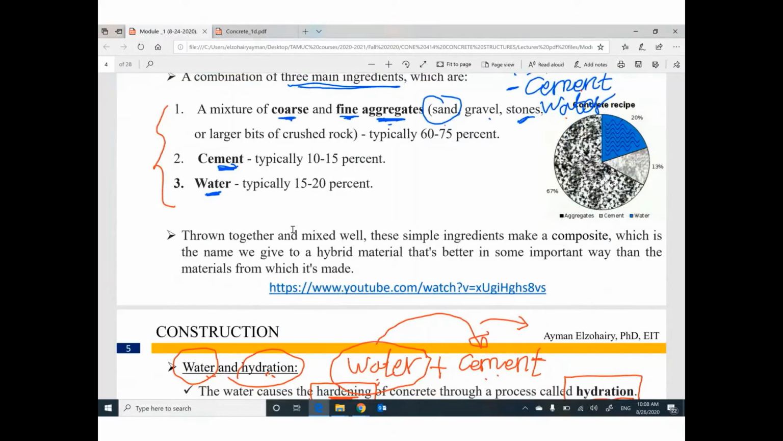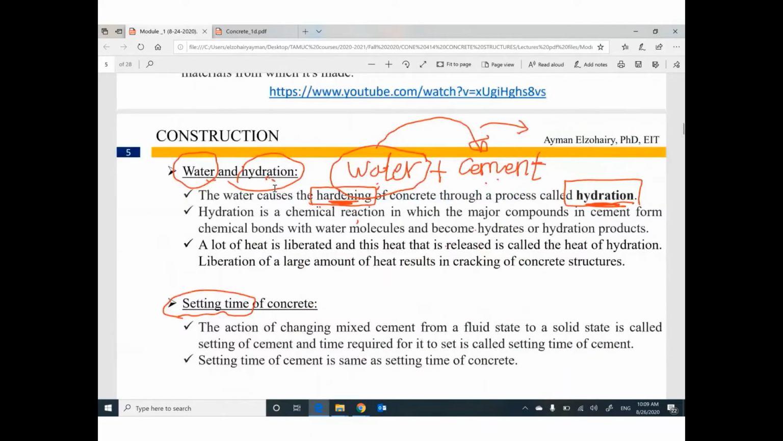Main components, three ingredients: coarse or fine aggregate, sand or gravel, cement, and water. The first step, water and cement, we have chemical interaction, which is called hydration. If you have less water, we don't have a complete reaction. If you have more water, it will cause another problem, probably segregation or increased permeability of the concrete. So water is very important. You have to adjust how much water you need.